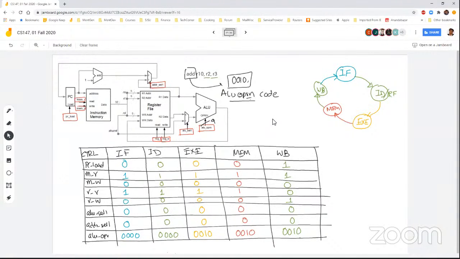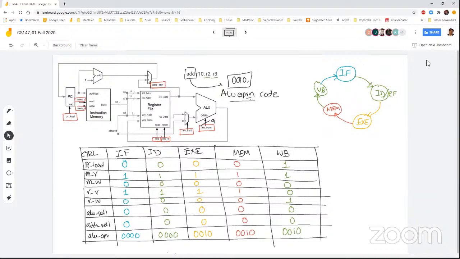We need to review what the functionality, what the execution of the instruction is going to be with respect to this 5 cycle: instruction fetch, decode, execute, mem, write back. We set up the correct control signal at the correct point, correct phase. Christina, does that make sense?